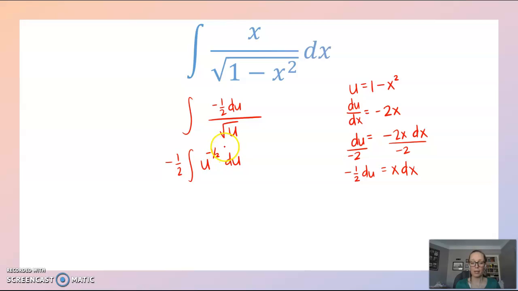Now I apply my power rule. So I'm going to add 1, which really means I'm adding 2 over 2. I need those common denominators. And so I have negative 1/2 times u to the 1/2 divided by 1/2.